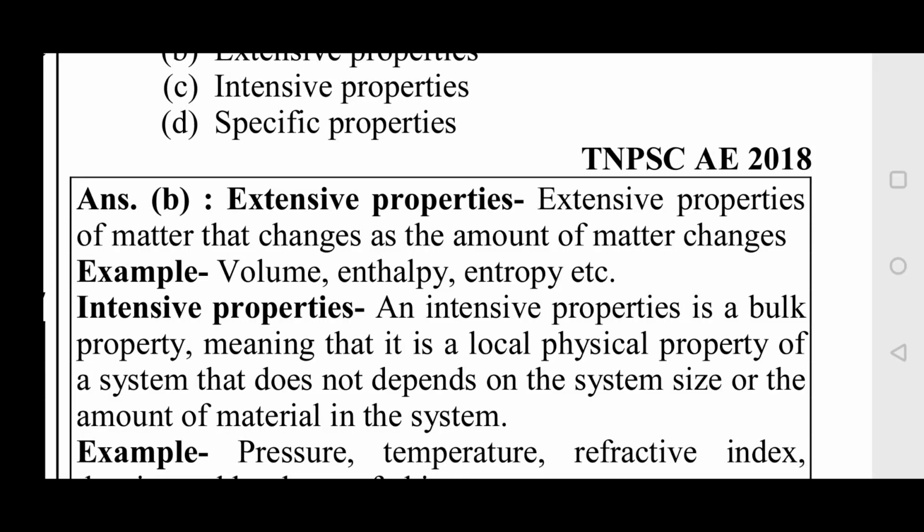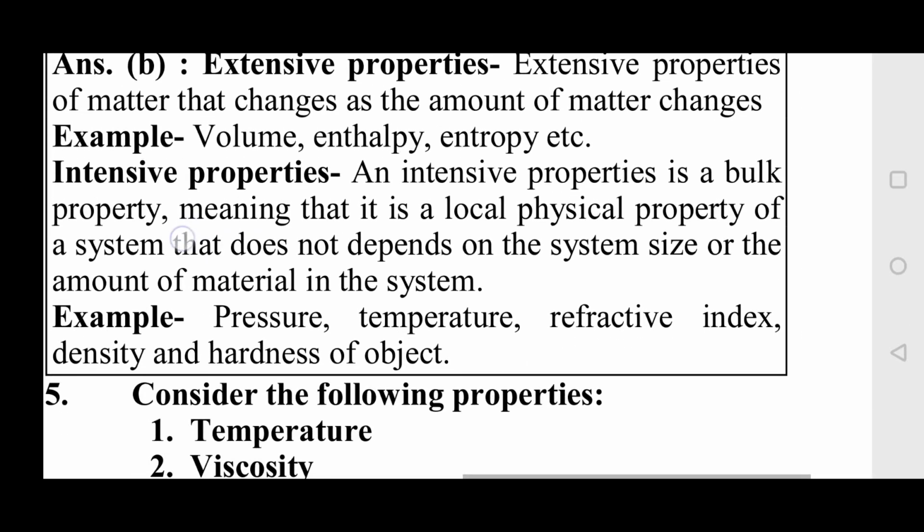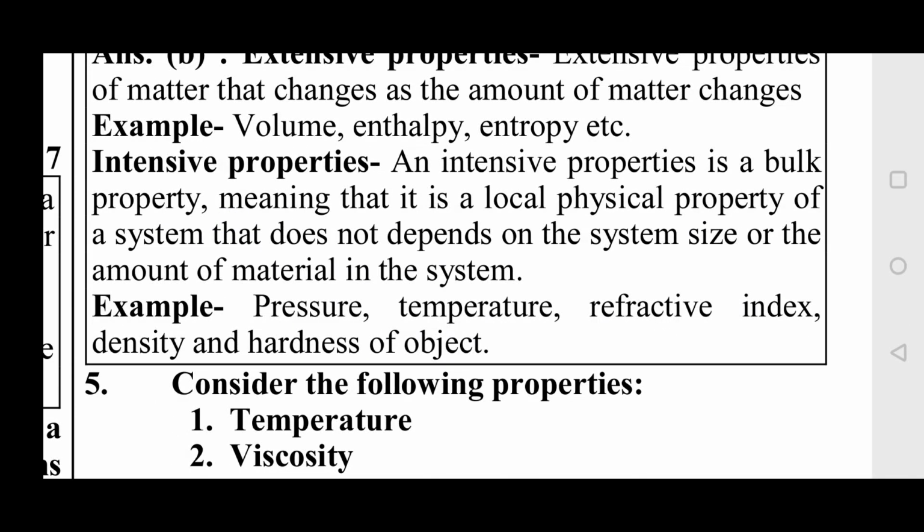Intensive property. An intensive property is a bulk property, meaning that it is a local physical property of the system that does not depend on the system size or the amount of matter, meaning mass. Amount of matter means mass of the system. So for example, pressure, temperature, refractive index, density and hardness of the object.